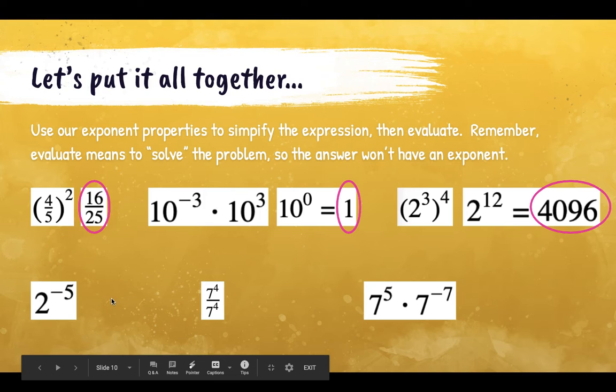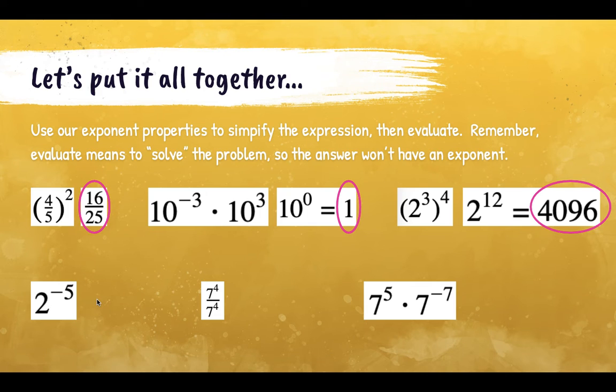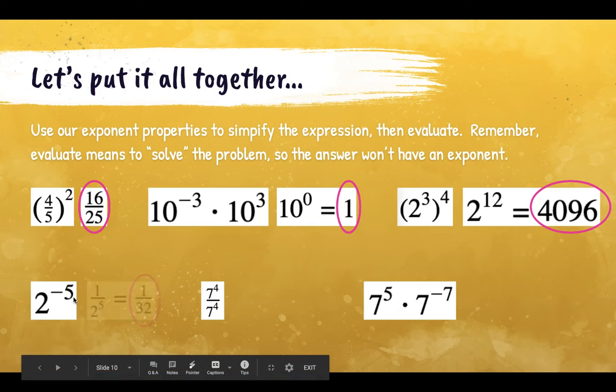2 to the -5th power. Being that it's a negative exponent, we're going to put it in as a fraction. It'll be 1 over 2 to the 5th power. So 2 to the 5th power is 2 times itself 5 times, which is 32. So it's 1 over 32.